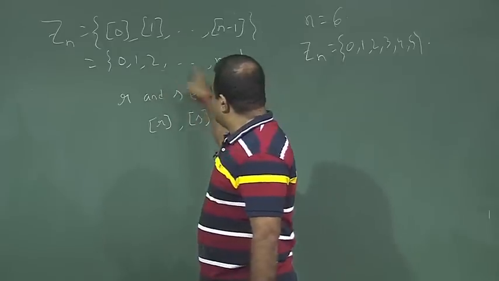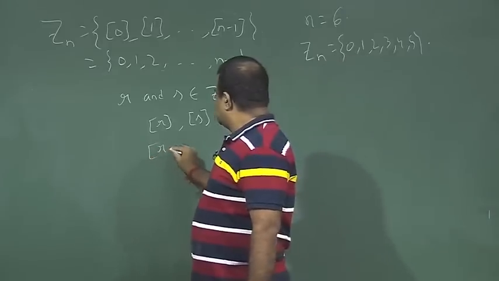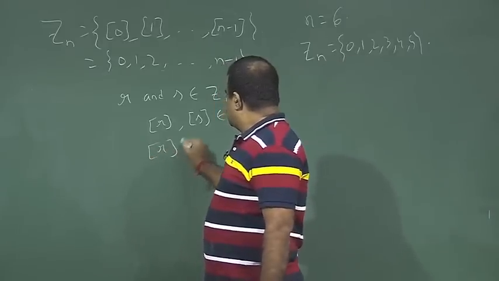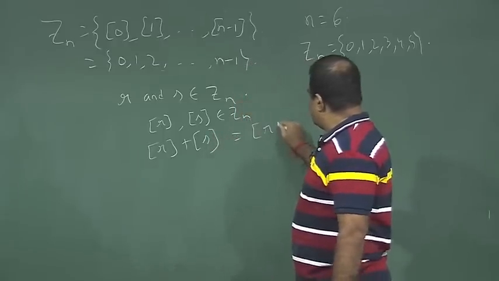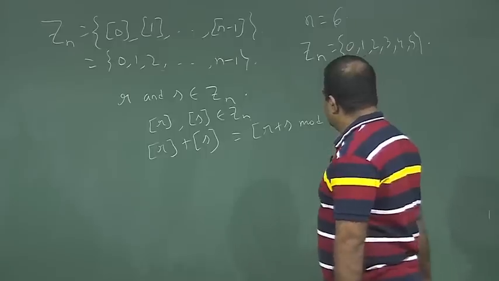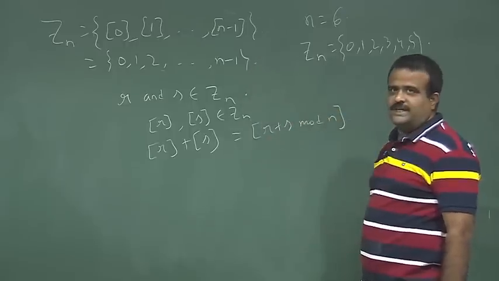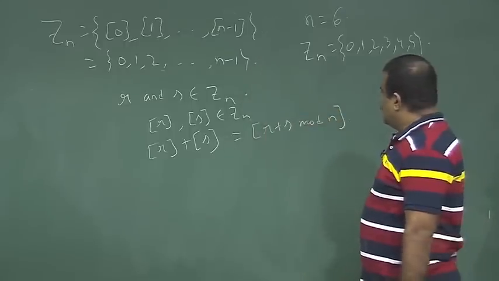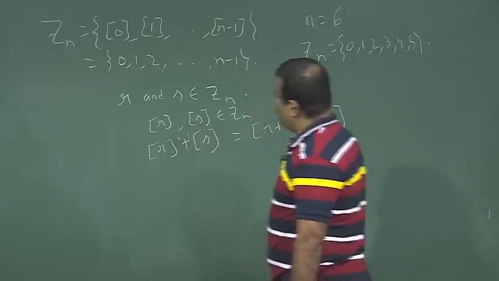For simplicity, we are just writing this 0, 1, 2. So, then we define the class as, we just take the R plus S mod n box. If you take R plus S mod n, it will be again in Zn, from 0 to n minus 1. Okay. So, this is the plus operation we defined over Zn.